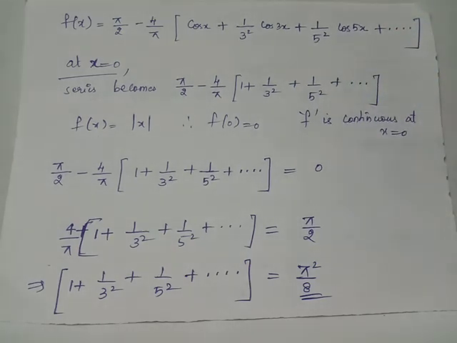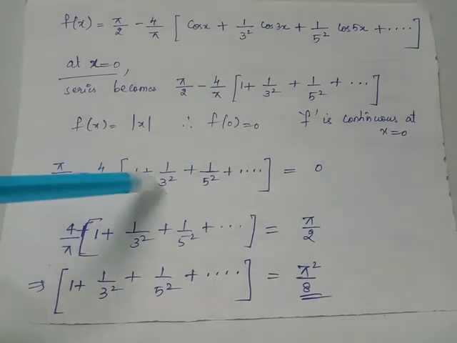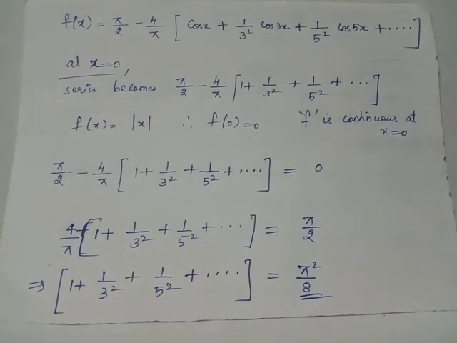Now, when you take -4/π multiplied by this square bracket to the LHS, we will get π/2 = 4/π times [1 + 1/3² + 1/5² + etc.]. We have obtained 0 here because f(0) = 0. Now, when you multiply both sides of this equation by π/4, we will get 1 + 1/3² + 1/5² + etc. = π²/8, and hence the desired result is proved.